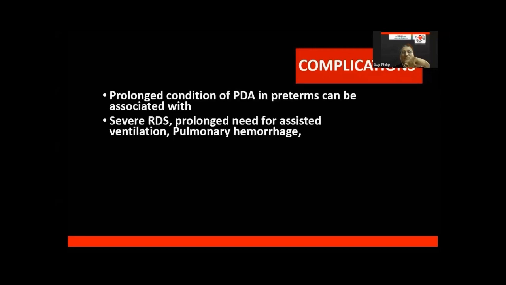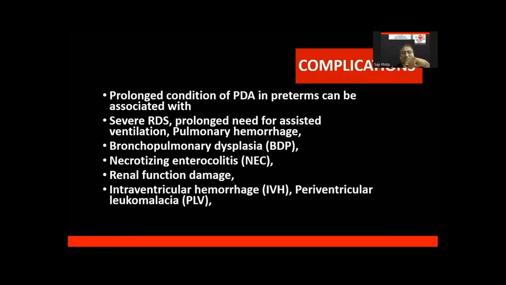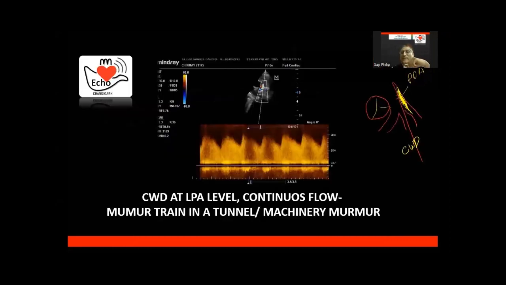What complications do we see if you are not detecting the PDA? It can be associated with severe RDS, prolonged need of assisted ventilation, pulmonary hemorrhage, bronchopulmonary dysplasia, necrotizing enterocolitis, renal functional damage, intraventricular hemorrhage, periventricular leukomalacia, cerebral palsy, and can lead to death. So mortality is very high if you are not detecting the PDA.